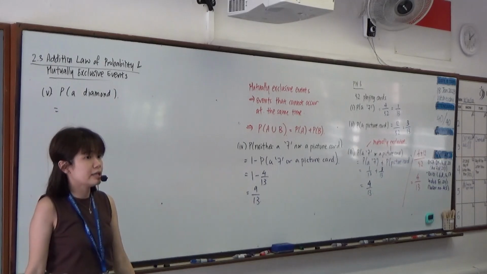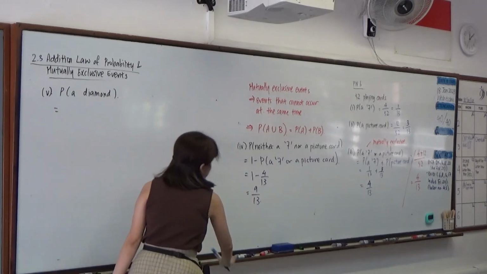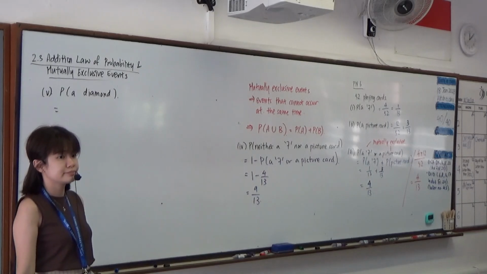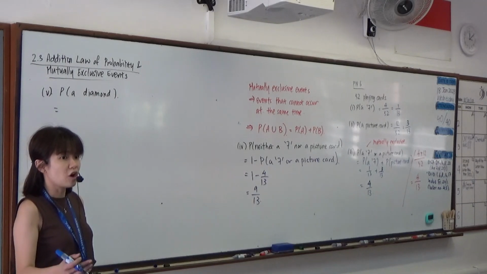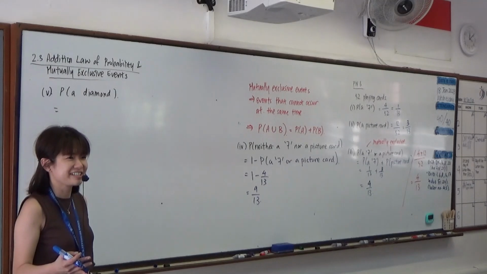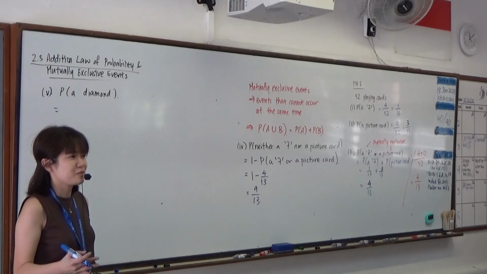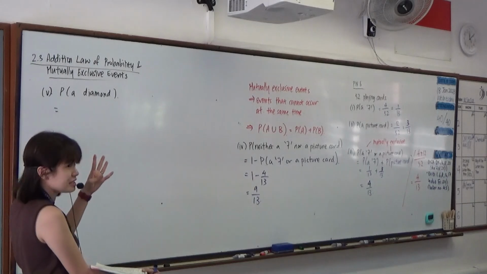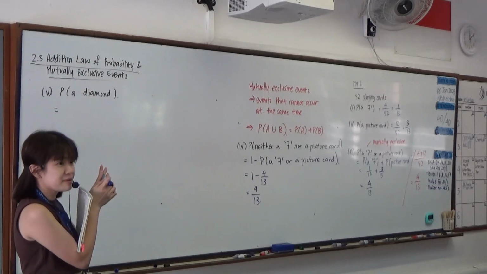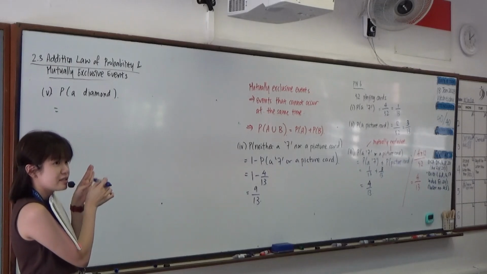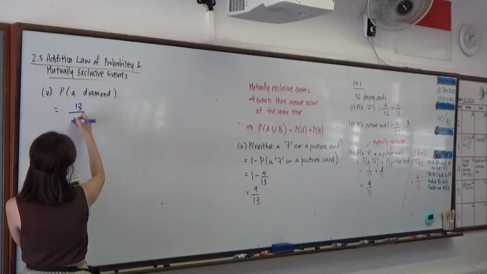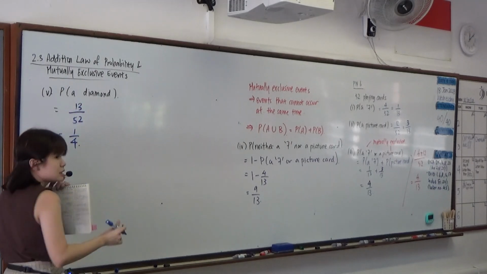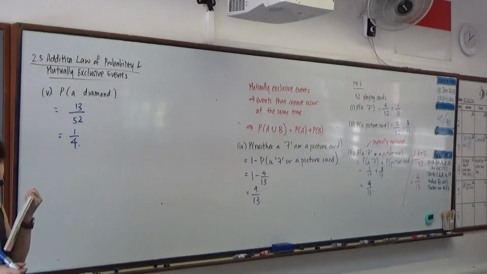Okay, how many diamonds are there in a deck of cards? Suddenly don't know. How many diamonds are there in a deck of cards? We have 13, okay? Because we have 4 different suits, right? We have diamonds, hearts, clubs, and spades. Each one has 13. So to get a diamond, it is 13 cards out of 52. That is 1/4.